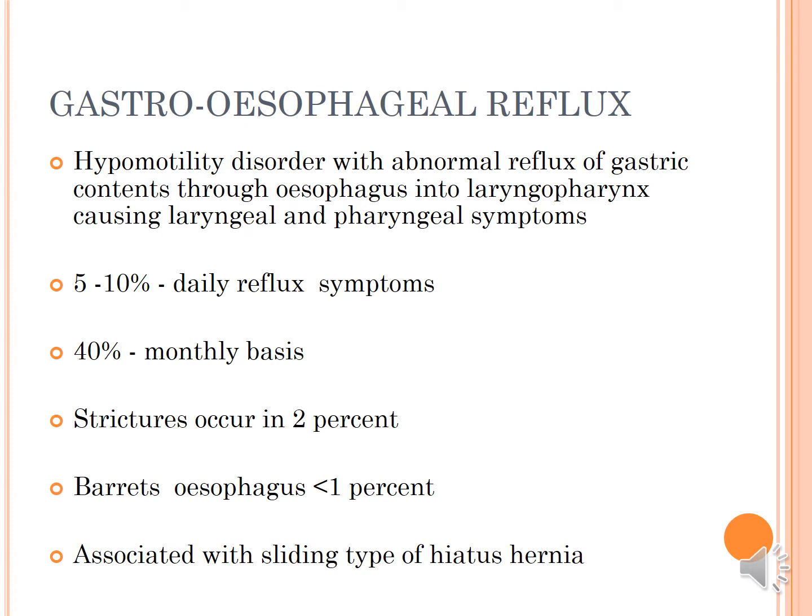Now, coming on to gastroesophageal reflux, it is a hypomotility disorder with abnormal reflux of the gastric contents through the esophagus into the laryngopharynx, causing laryngeal and pharyngeal symptoms. It produces 5 to 10% of daily reflux symptoms and 40% on a monthly basis. In certain cases, strictures occur, that is around 2%, and it can get converted into Barrett's esophagus, which is less than 1 centimeter. It is associated with the sliding type of hiatus hernia.